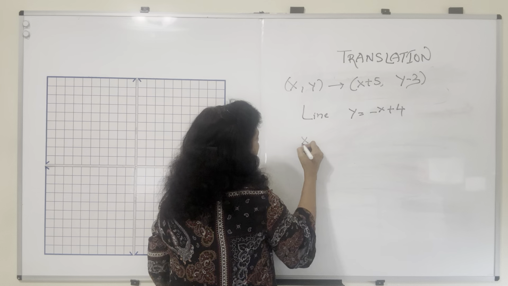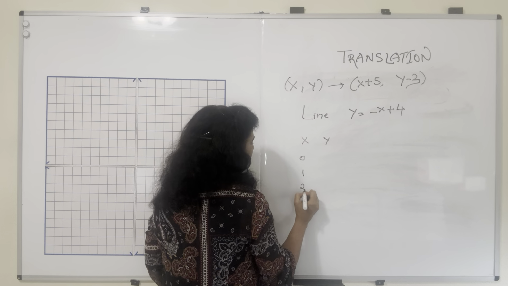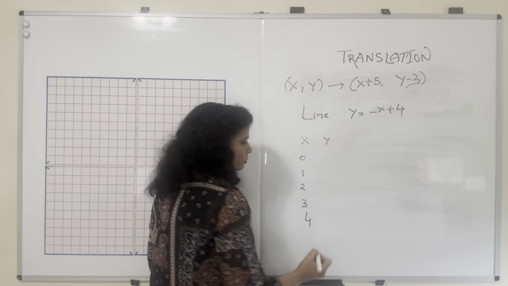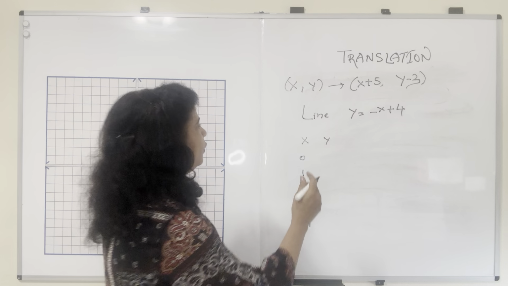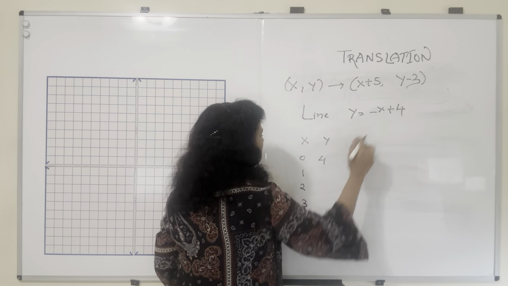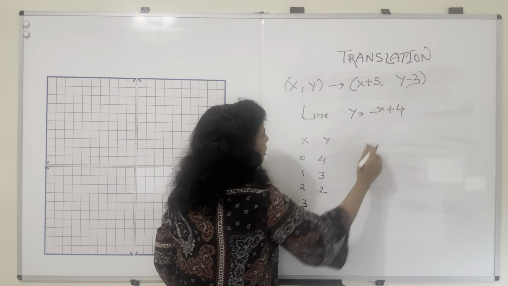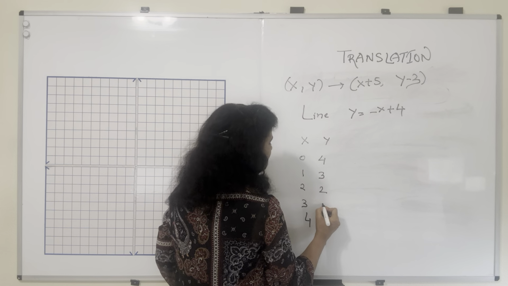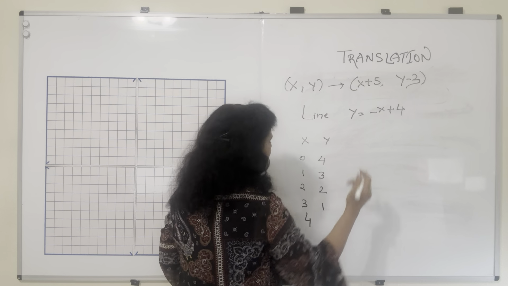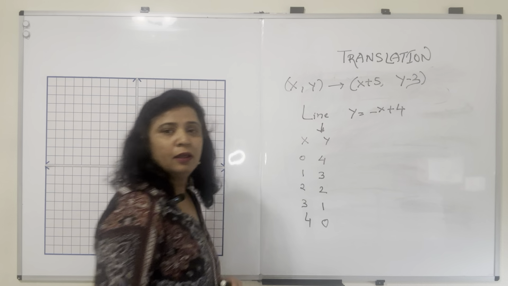So you know, for this x and y we can write, let's take 0, 1, 2, 3 and 4. Just take 4 points. So for x, when x is 0, 0 plus 4 is 4, minus 1 plus 4 is 3, minus 2 plus 4 is 2, minus 3 plus 4 is 1, and minus 4 plus 4 is 0. So these are your line points.